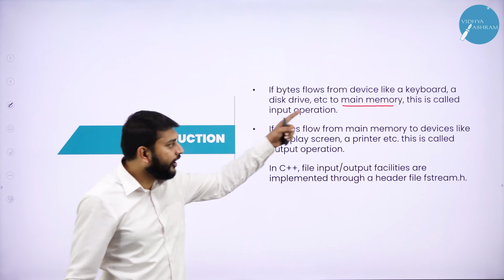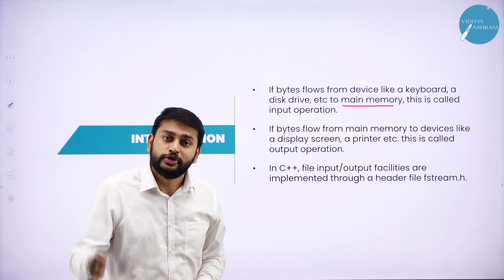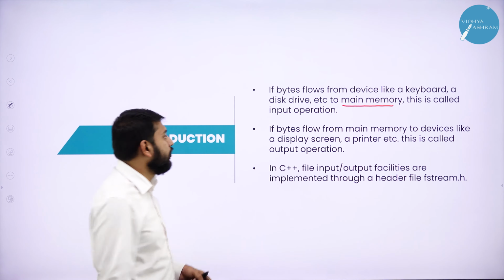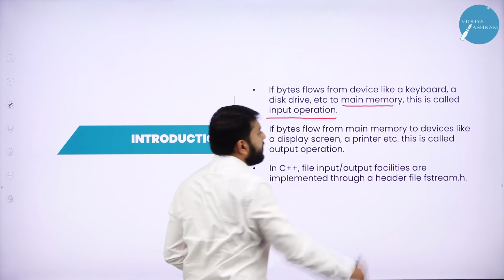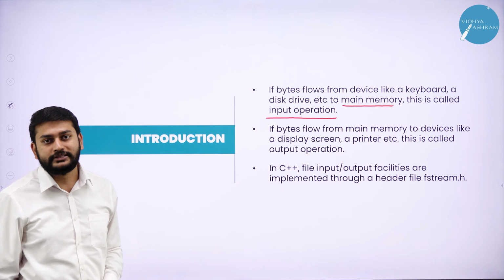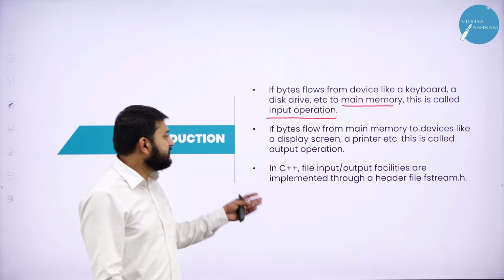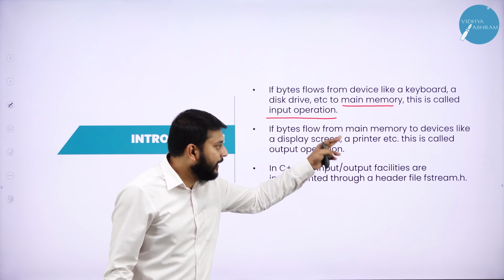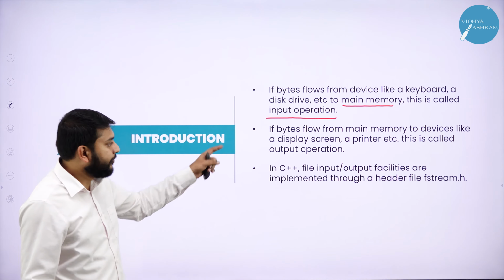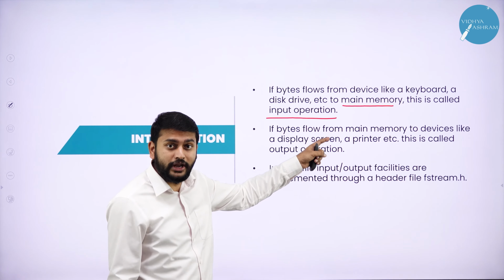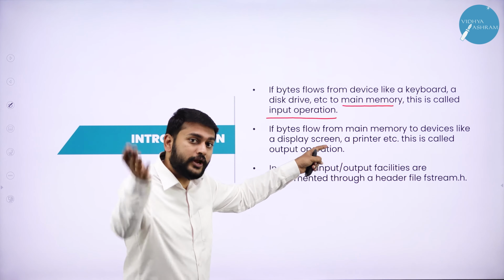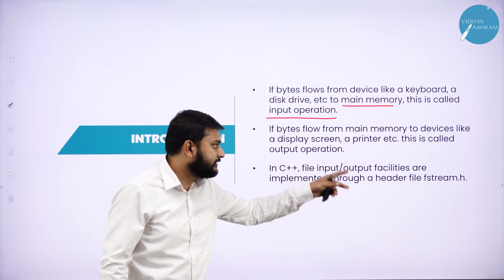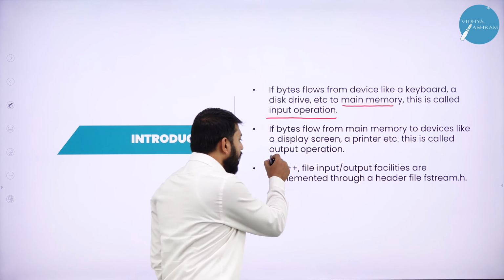So whatever keyboard input you have will go to the main memory. After that, this is what we call an input operation. The same way, if the bytes are flowing from the main memory, that is from the C++ program in the diagram, to a device like a display screen, printer, etc., this is what we call an output operation.